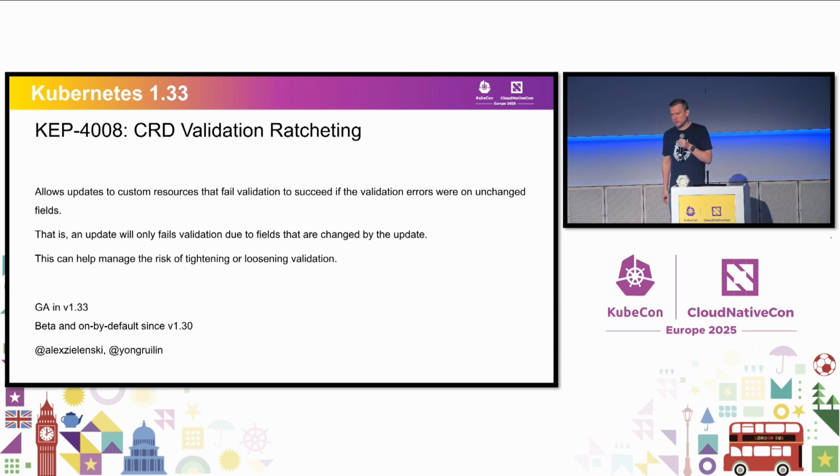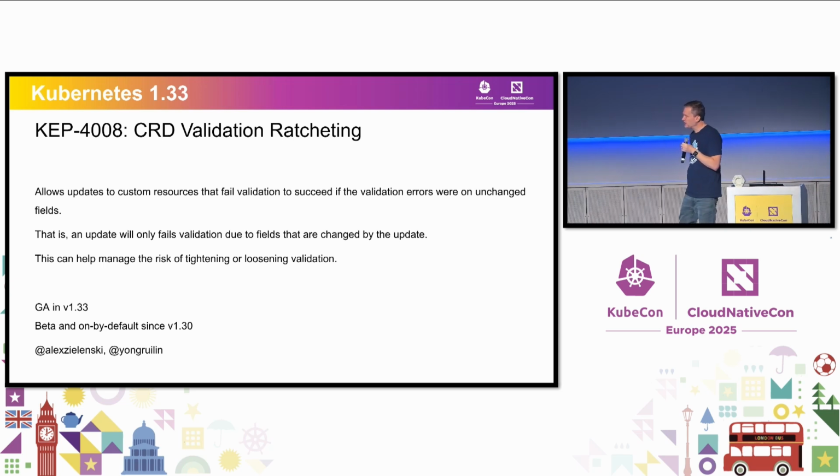The last KEP is CRD validation ratcheting. This is also kind of a subtle feature. So today, when we validate resources, either if it's a create or an update, we just validate every single field in the request. It seems like kind of an obvious thing to do. But for updates, if a field hasn't changed, you don't actually need to revalidate it. You already validated it when it was created. And so ratcheting is the idea of not doing that revalidation.